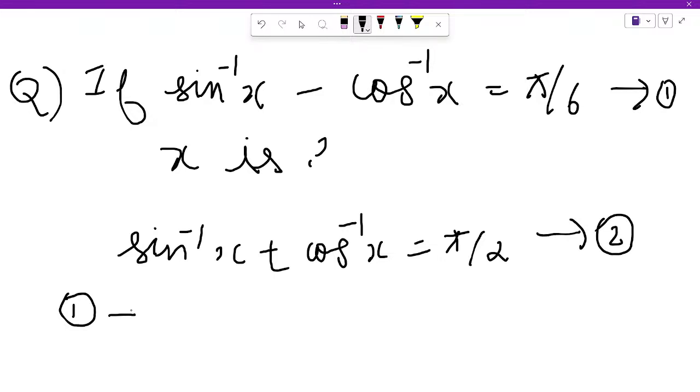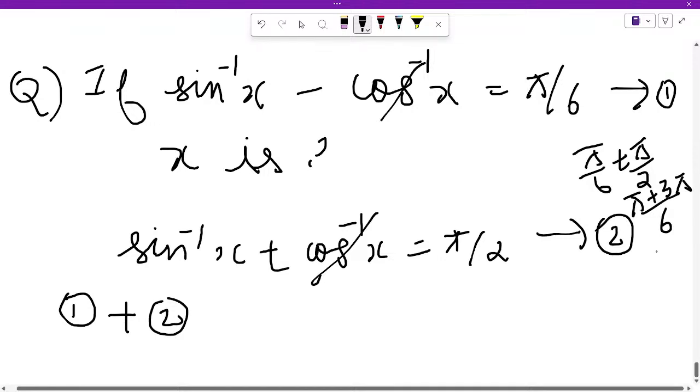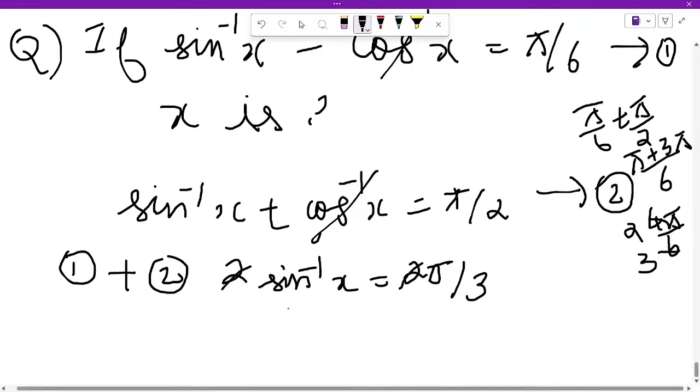We are just adding equation 1 plus equation 2. What happens? This and this get cancelled. And what is pi by 6 plus pi by 2? You can just take the LCM and solve it. By 6, 6 by 6, 1 pi plus 2, 3 pi plus 4 pi by 6. 4 by 6, we can just cancel 2, 3. So we get 2 sine inverse x equal to 2 pi by 3. Cancel off these 2.